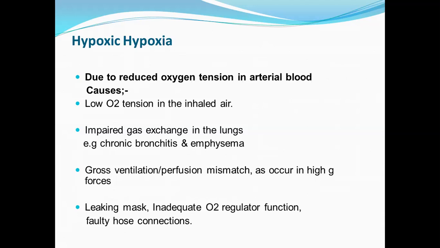The second common cause is diseases where gas exchange is impaired, such as chronic bronchitis or emphysema. In this condition, the oxygen partial pressure is normal, but the gas exchange is impaired due to these disorders, and that reduces the oxygen tension reaching the body tissues. This creates the condition known as hypoxic hypoxia.